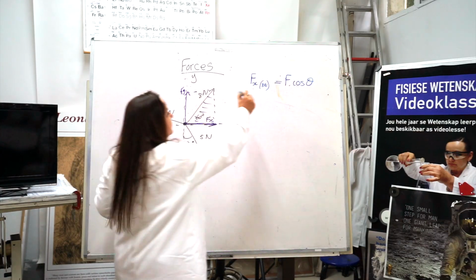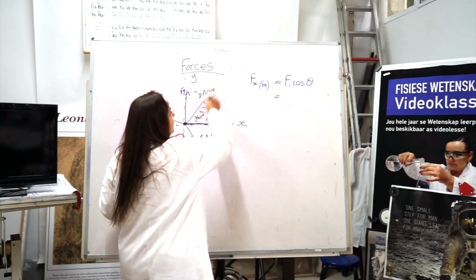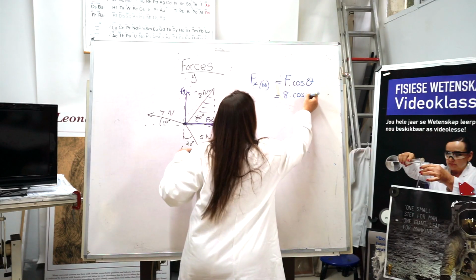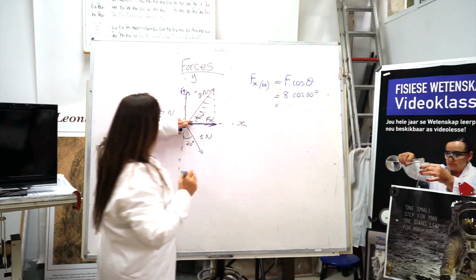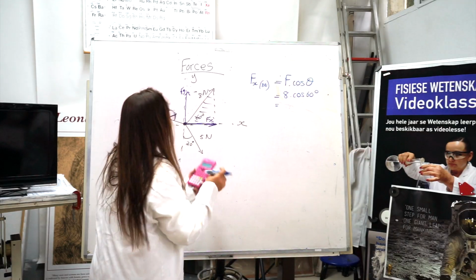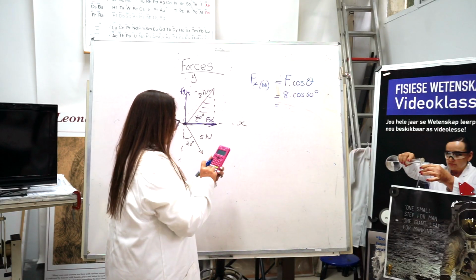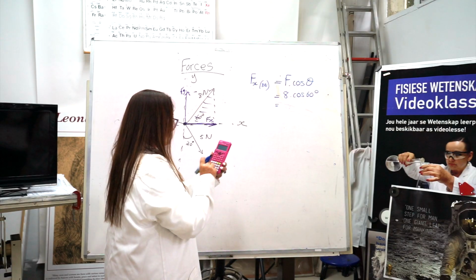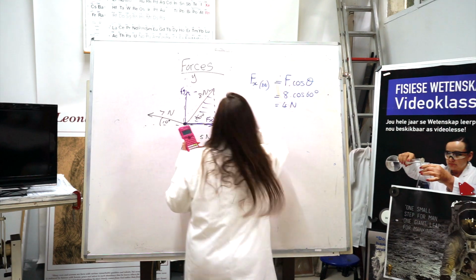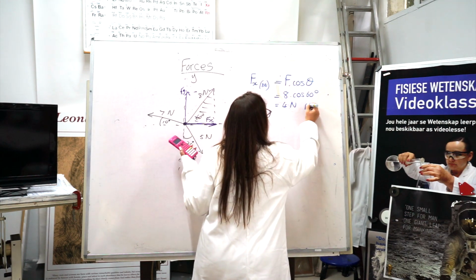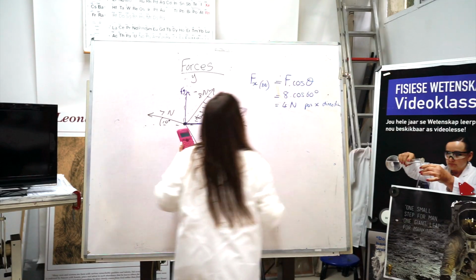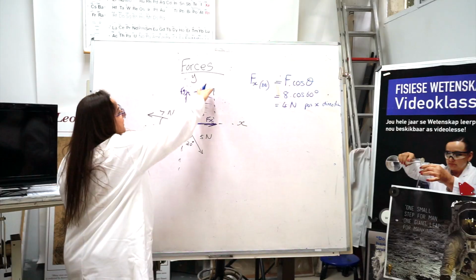Alright? So now we're going to say, okay, what is the value of the F? That's 8 Newton, cos 60 degrees, and I'm going to work that out. So it's 8 times cos 60 degrees, and it's giving me 4 Newton, of course, let's say to the right or in the positive x direction. Alright, so there is that one.